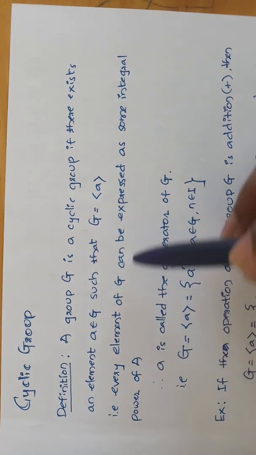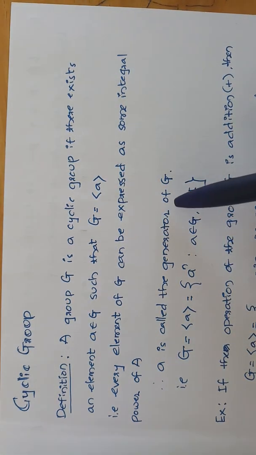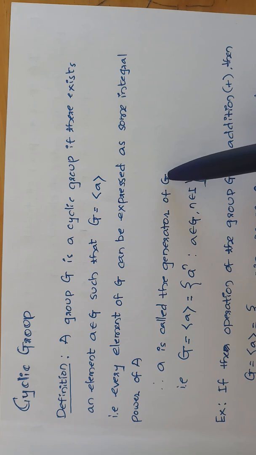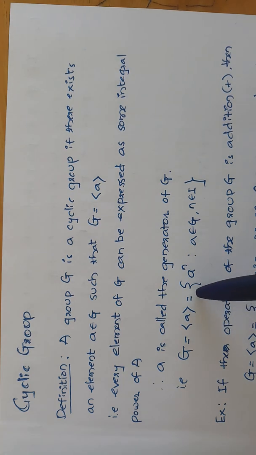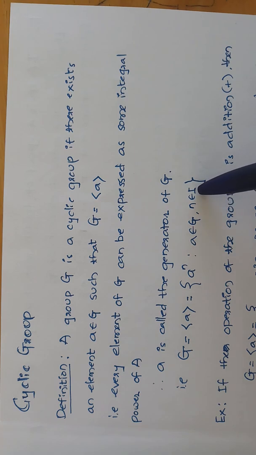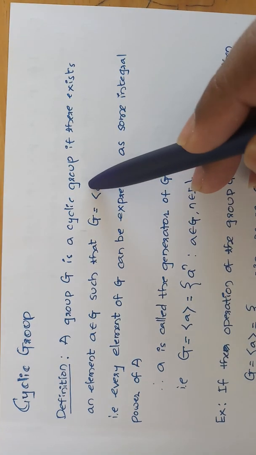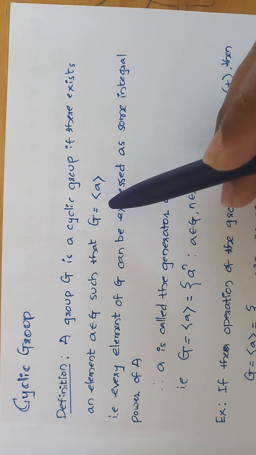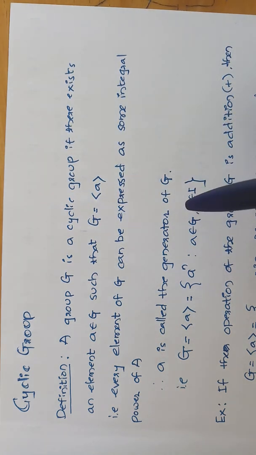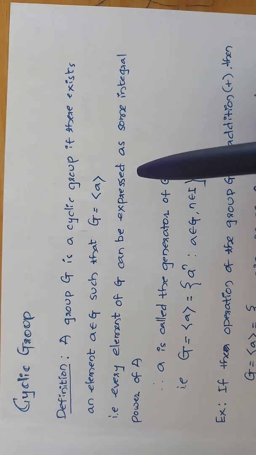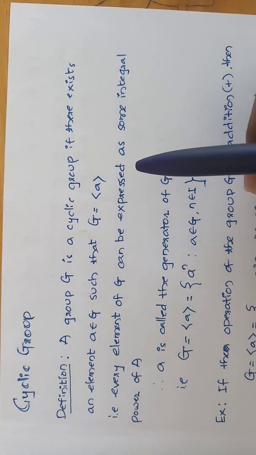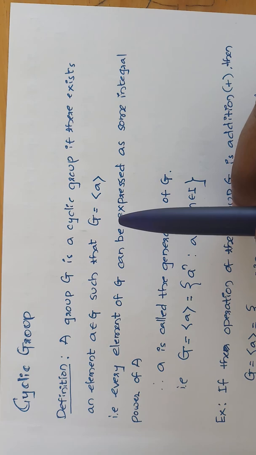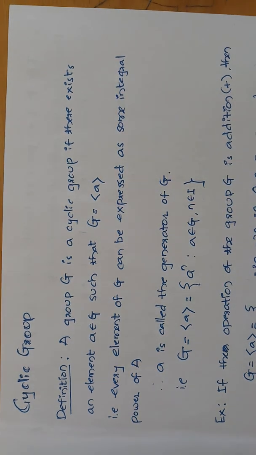And this a is called the generator of G. So G is equal to the group generated by a, which is a to the power n such that a belongs to G and n belongs to I. So if G is a group, then from that group any one element creates all the elements again. Then that element is the generator of the group.